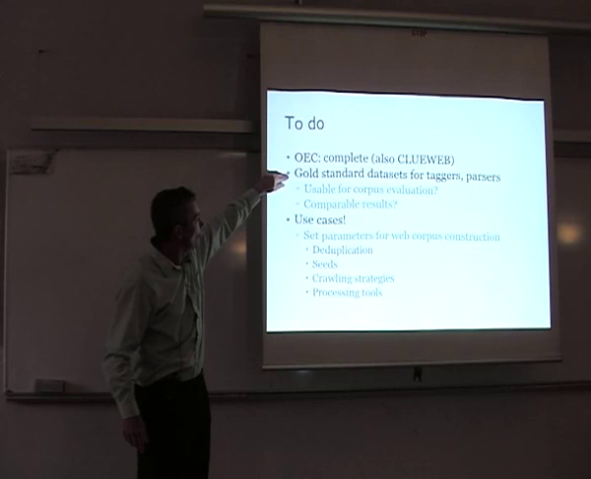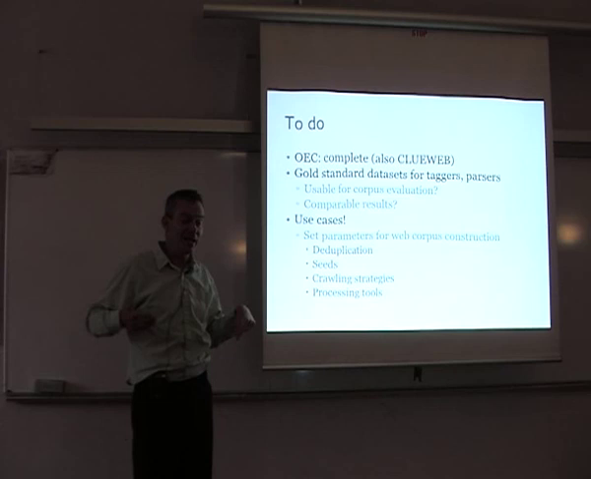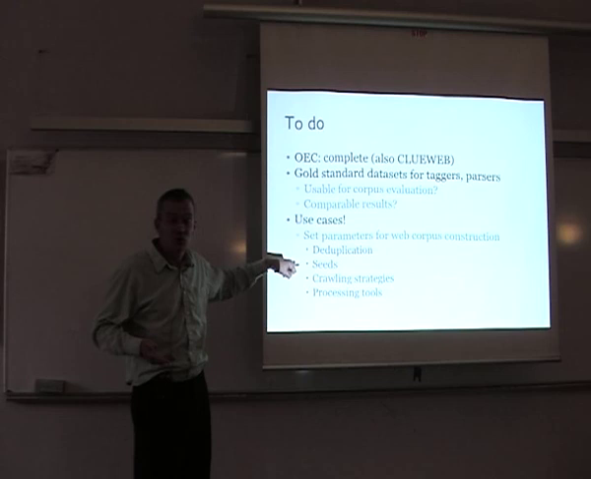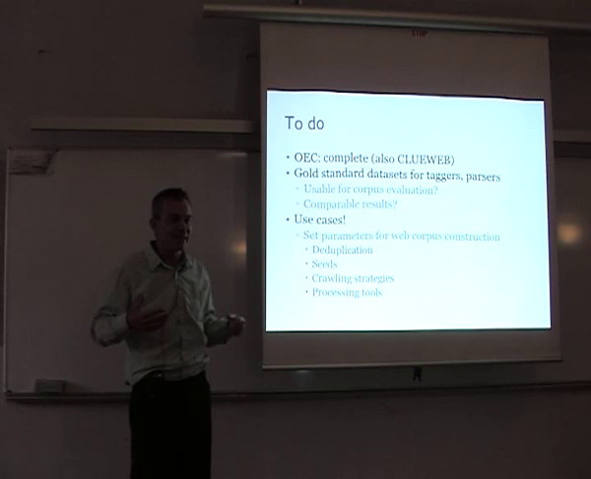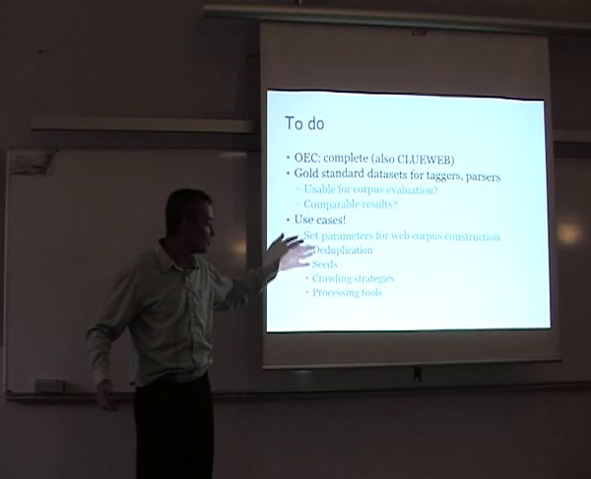The other thing that I'm keenest to do is to start using this stuff. It's all in place now, for English and Czech, and we are in a situation where we're forever wondering what the best parameters for web corpus construction are. The deduplication process has various parameters. There's always the question of where you start a crawl and what difference that makes, and different crawling strategies and different processing tools. All of these should be quite possible to evaluate.